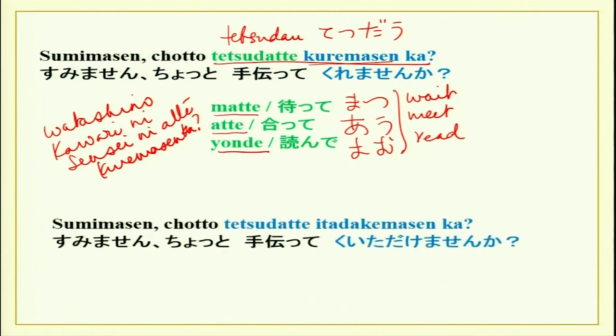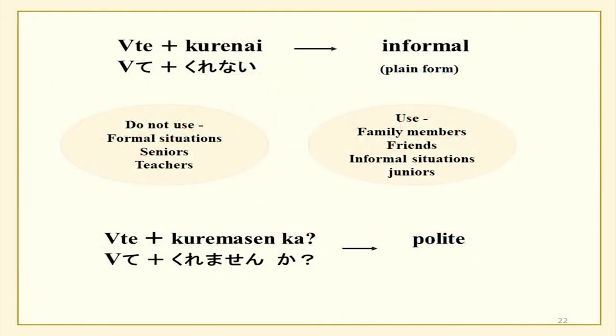Now if you want to be even more polite, then sumimasen chotto tetsudatte itadakemasen ka, as we have been doing, and replace any of the verbs instead of tetsudau. Now verb te form plus kurenai, which was there in one of our previous slides, is the most informal method of requesting people to do something for you, as I told you at that time. This is used more with family members, close friends, your peer group, people younger to you. You could use it with classmates, wherever basically there is an informal relationship. With people senior to you, you cannot use this kurenai form. You have to remember that when you are doing conversation.